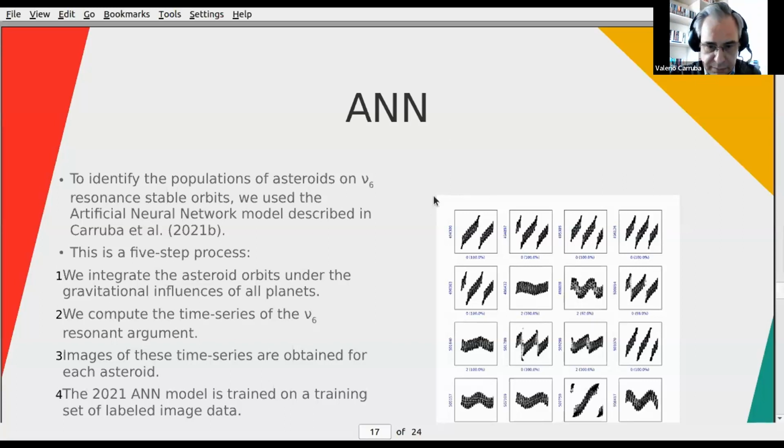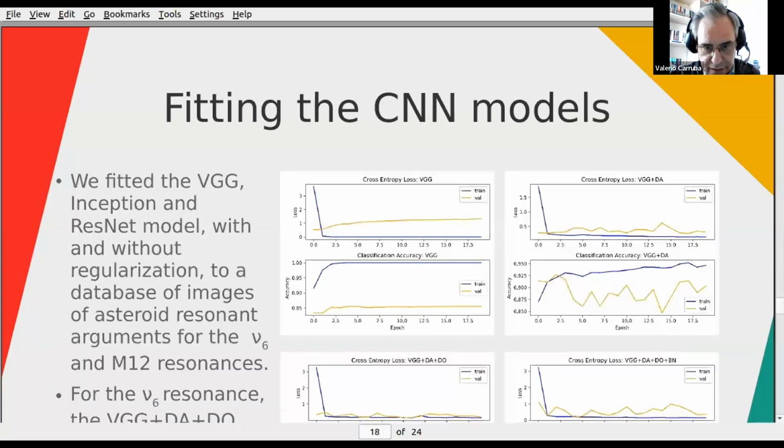So this method allows us to retrieve 15 asteroids on aligned orbits and more than 1,600 asteroids on anti-aligned orbits. And aligned orbits are much rarer than anti-aligned ones.